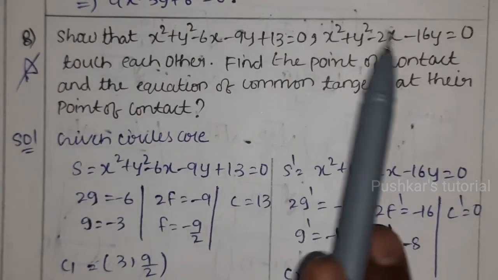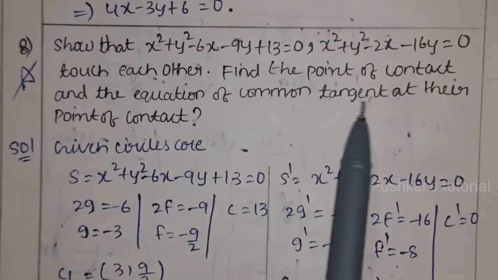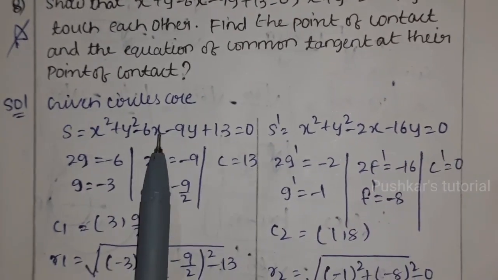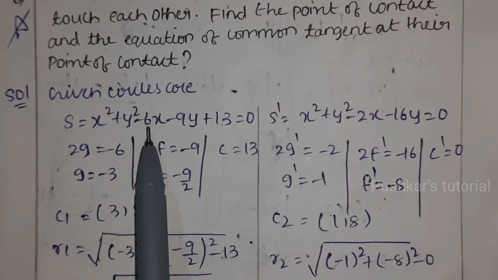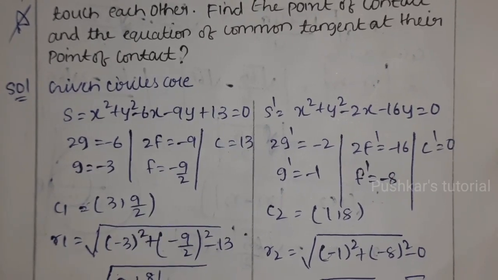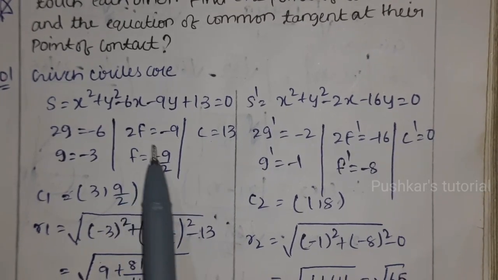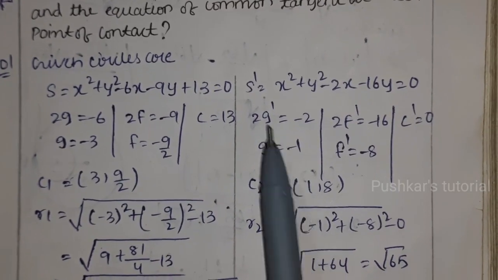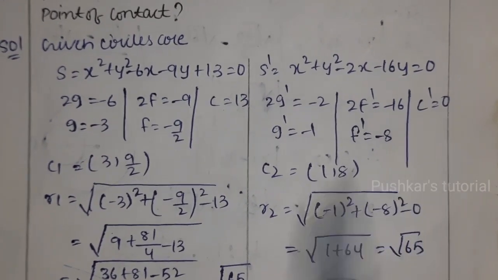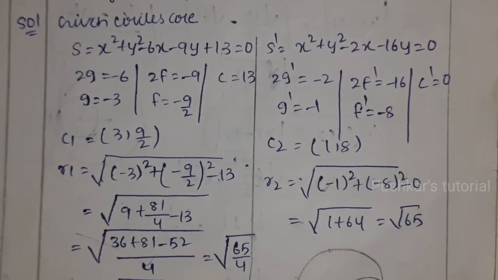Next, show that the circles touch each other, find the point of contact and the equation of the common tangent at their point of contact. So again, partition on paper: first circle, second circle, x coefficient, y coefficient, constant: 2g, 2f, c. 2 ones are 2, 2 threes cancel. Here no cancellation because it is odd, so the 2 will come to the right side as division. Next, x coefficient, y coefficient. There is no constant, so c dash value is 0. So 2 ones are 2, 2 eights are 16.